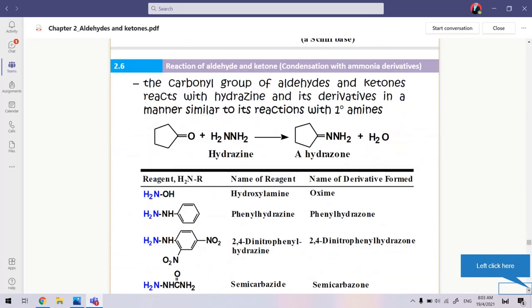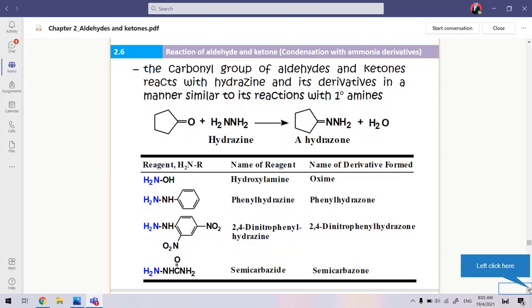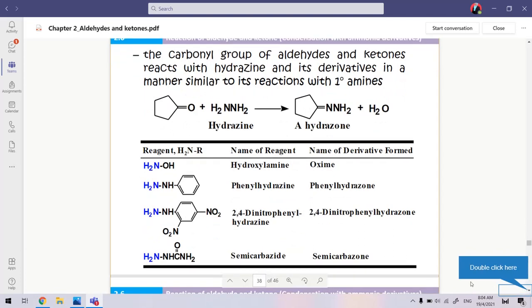The carbonyl group of aldehyde and ketone reacts with hydrazine and its derivatives in a manner similar to its reaction with primary amine. Okay, here is hydrazine. So you eliminate this group as H2O, you just connect a double bond with N and H2. And this compound we call a hydrazone.